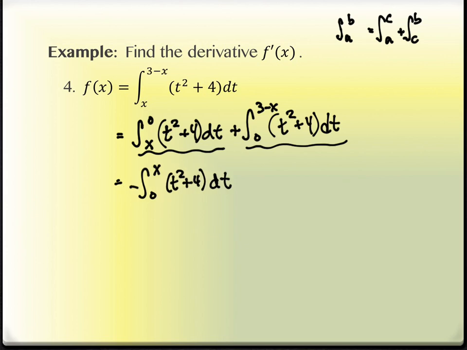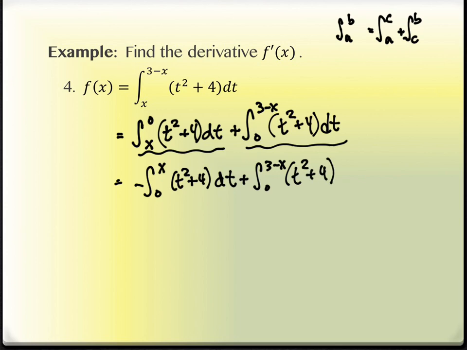I'm running into my equal sign. Let's shift it over a little bit. Okay. The other piece still stays the same. 0 to 3 minus x, t squared plus 4 dt. Okay, so the separating out of this makes this problem a little bit more challenging than the last one we did, but evaluating it is easier in terms of derivatives.